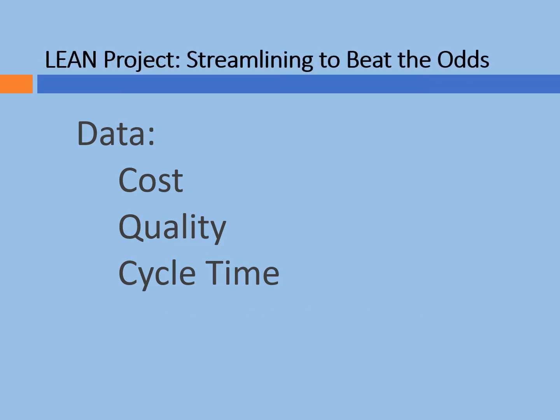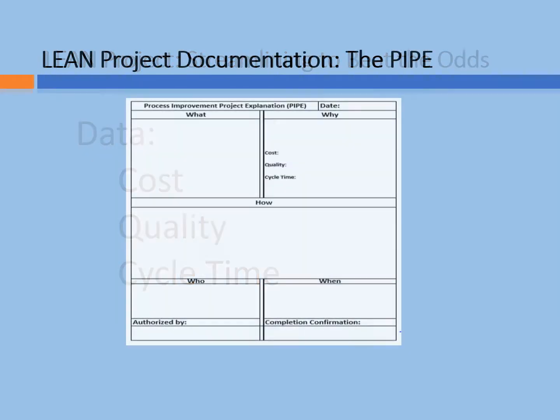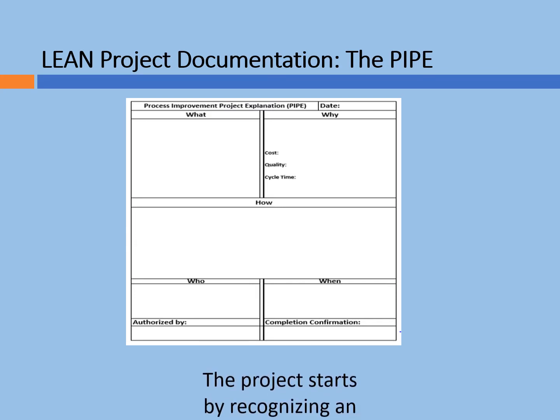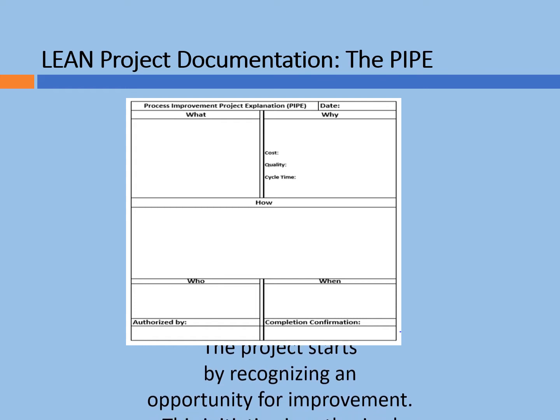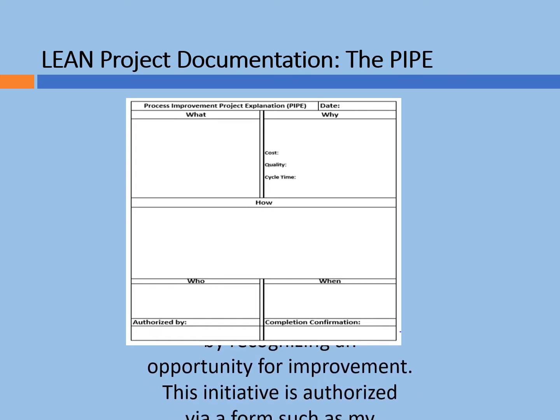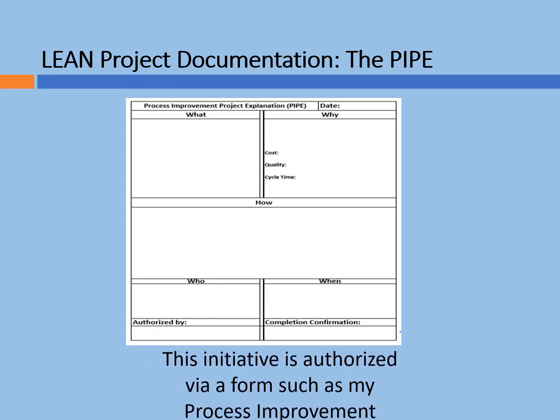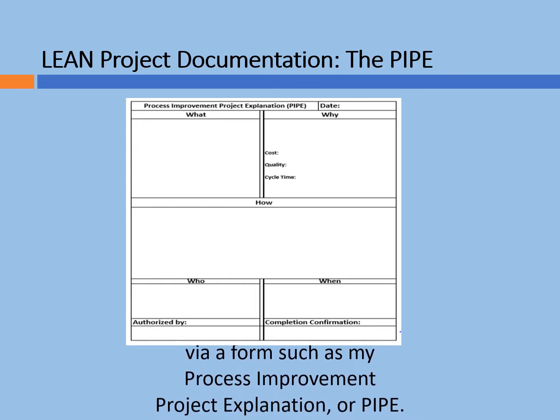The following is a simple example of using Lean principles to improve cost, quality, and cycle time to increase the odds for success. Here is a form I call a PIPE, which stands for Process Improvement Project Explanation, which I designed for authorizing a continuous quality improvement project. The project starts by recognizing an opportunity for improvement. This initiative is authorized via a form such as my Process Improvement Project Explanation, or PIPE.